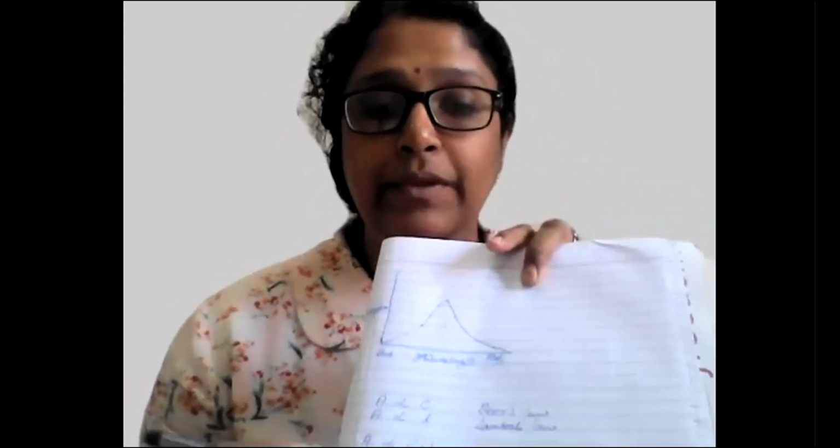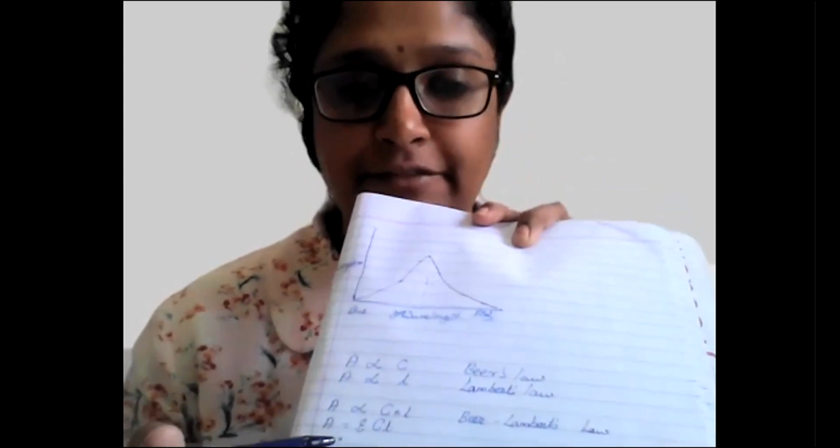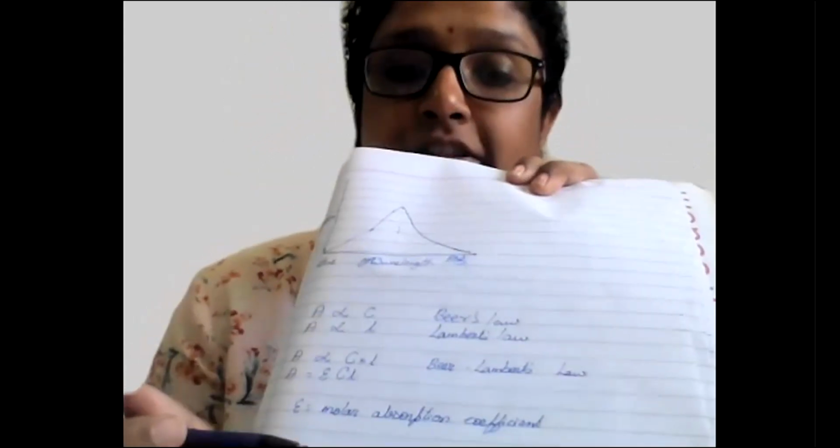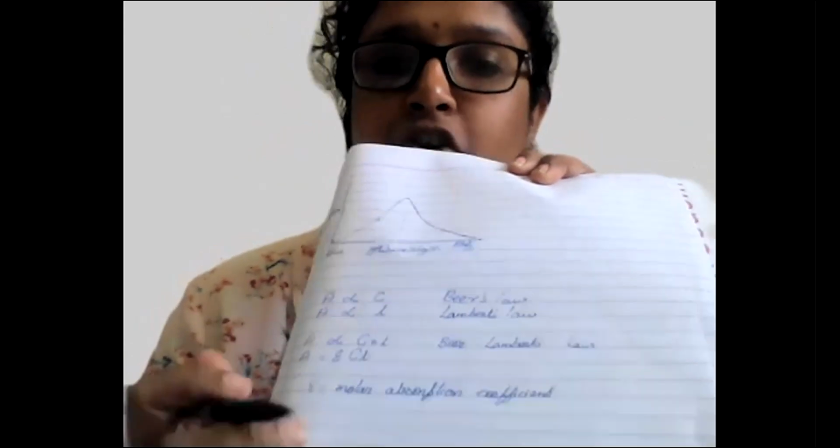Now, if you add a proportionality constant, then absorption is equal to epsilon into C into L, which is the actual form of the Beer-Lambert law. So what is epsilon? Epsilon is the molar absorption coefficient. So epsilon is actually defined as the molar absorption coefficient.